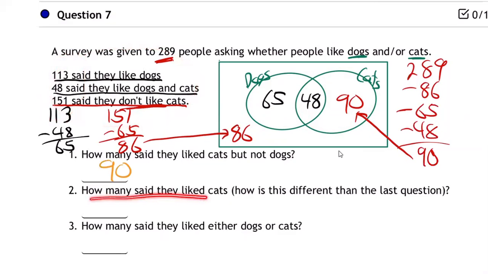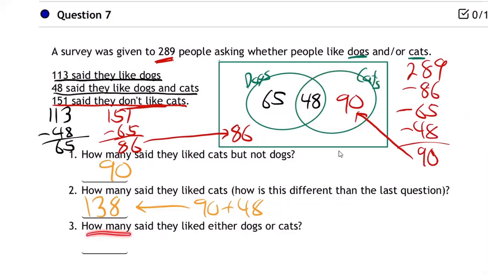Let's keep going. How many said they like cats? How's that different than the last question? Yeah, how's that different? The last one said cats, but not dogs, right? So how do we figure out how many like cats? We got to take the whole cat circle, don't we? So that's going to be 90 plus 48, which is, I think, 138. That's the total cat circle.